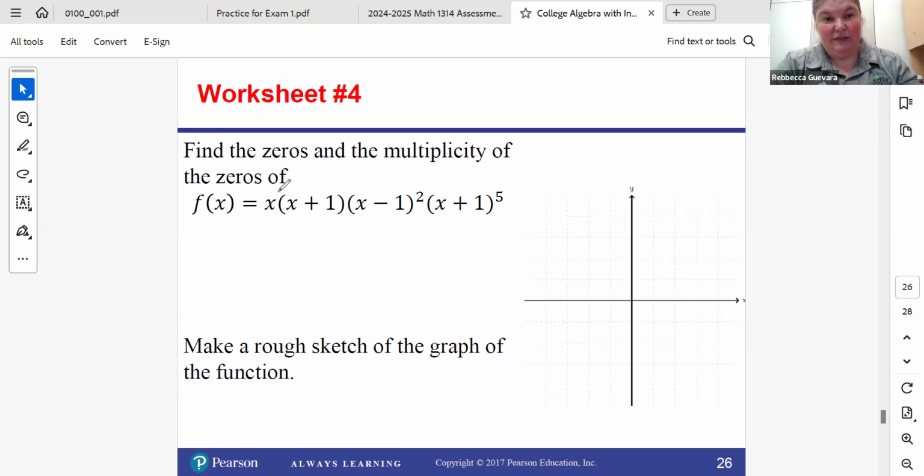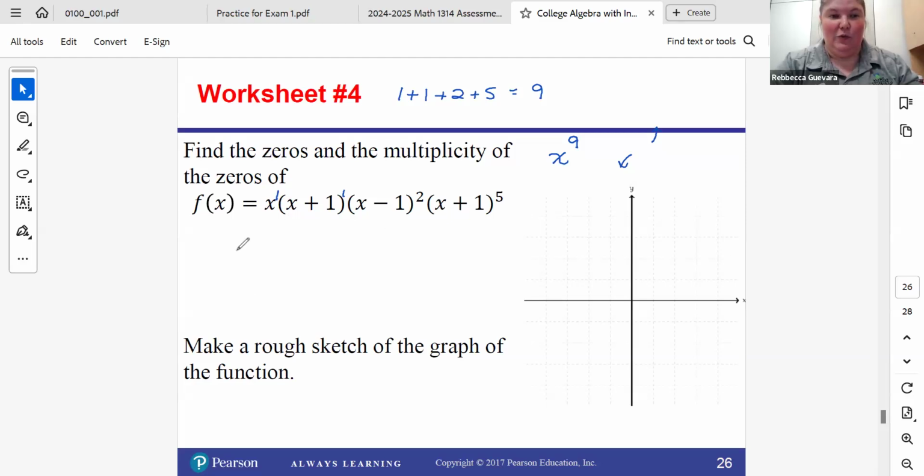So we see here we have essentially multiplicities of 1, 1, 2, 6, which adds up to a leading term of x to the ninth. So we know it's going to have this kind of shape.